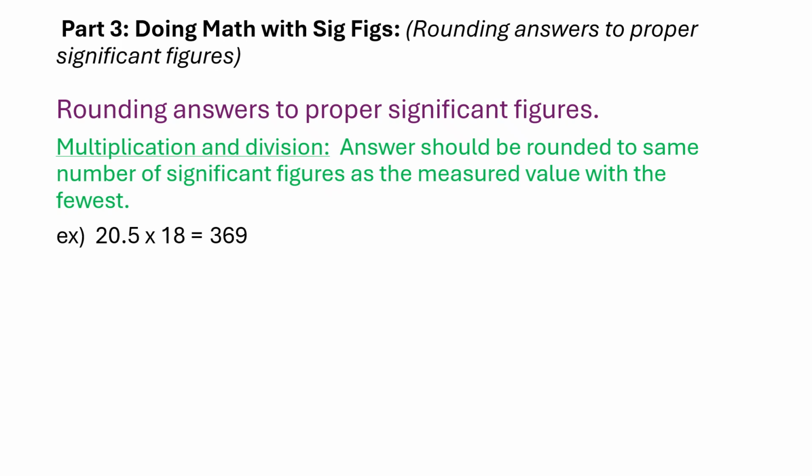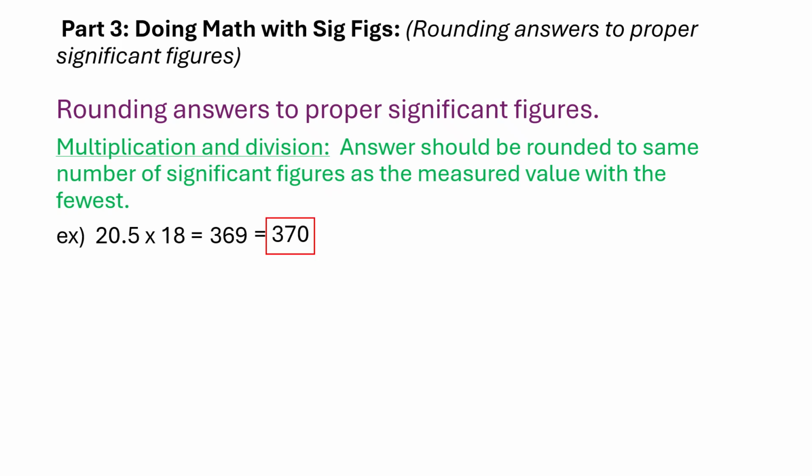Because they're all non-zeros. But the rule says that our answer has to have the same number of significant figures as the measured value, and we're going to assume both of these values here were measured, with the fewest. So we have 1, 2, 3 sig figs in 20.5 because that's a captive zero, and we have 2 sig figs in the number 18. So of course 2 would be the fewest. So we can't leave this answer this way because we need it to only have 2 sig figs, right? So how would you round 369 so that it only had 2 sig figs?